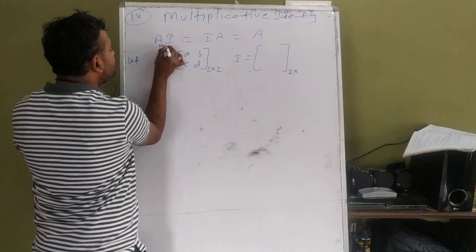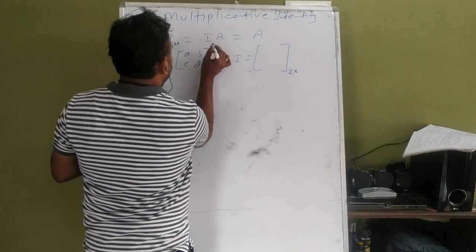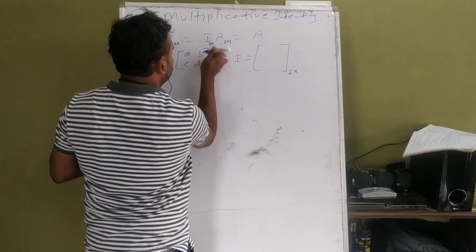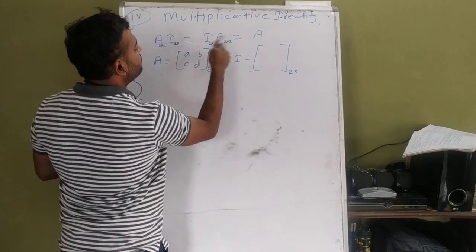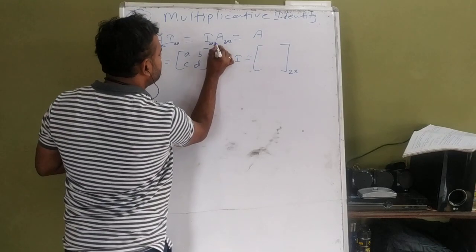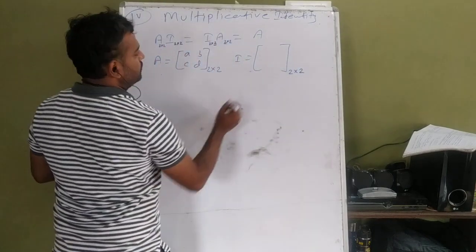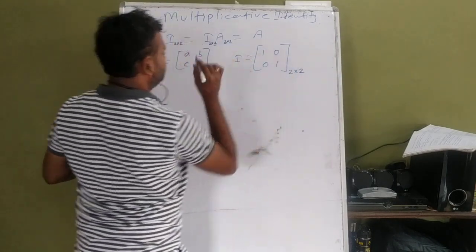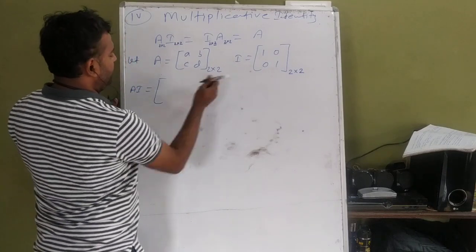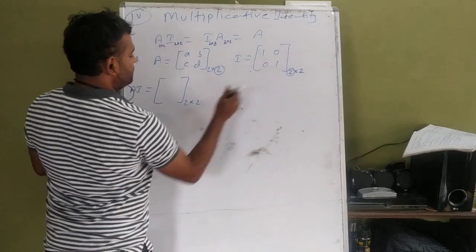See, A is 2 by 2, then definitely this is 2. Now here 2 is fixed. What must be there so that IA can be possible? This and this must be the same, so there must be 2 also. So I must be of order 2 by 2, that is, [1 0; 0 1]. Find the product AI. The order will be 2 by 2, since the 2 and 2 are the same.